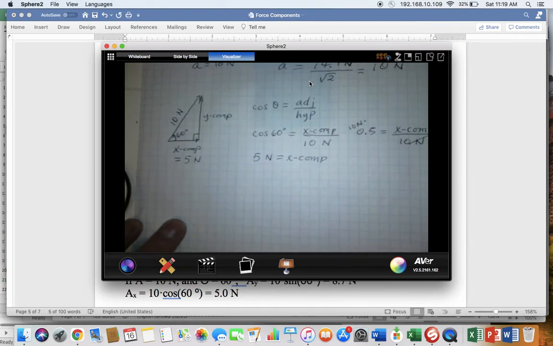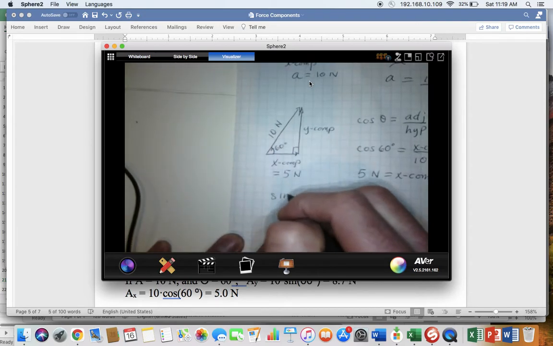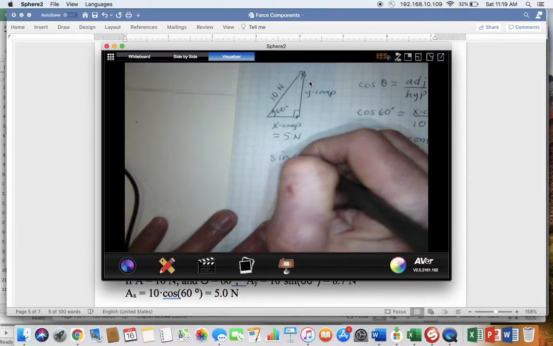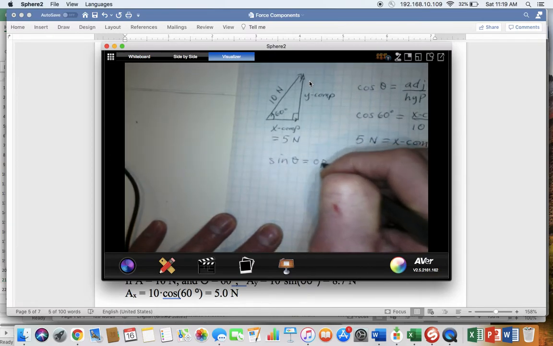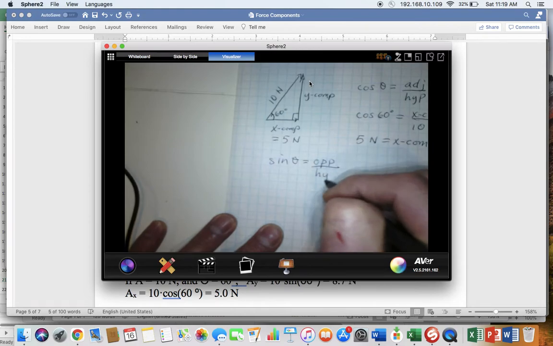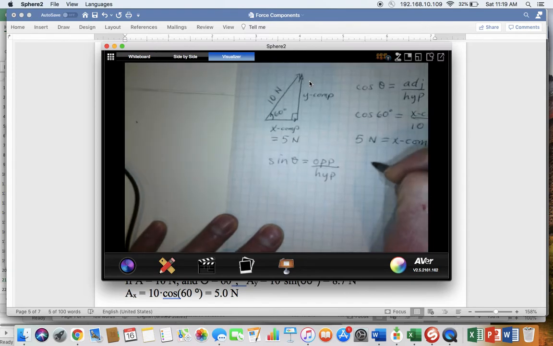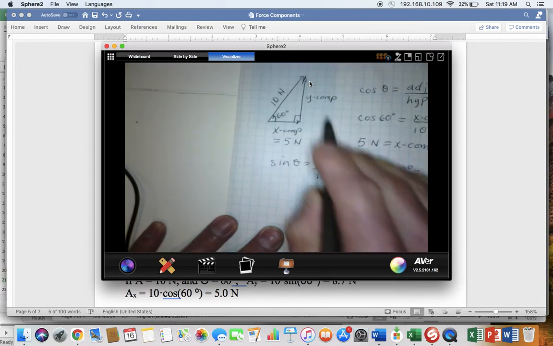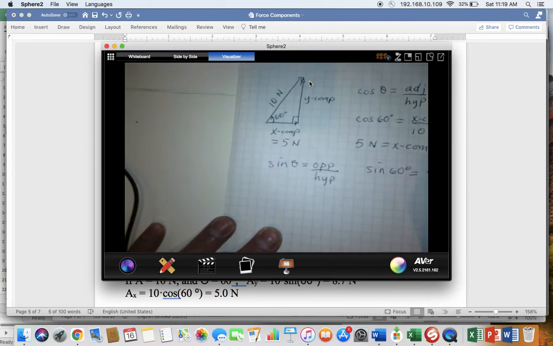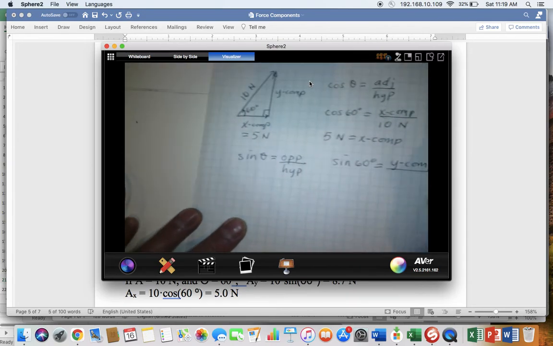Okay, so now let's find the y component. Well, we have another trigonometric function, sine theta, and that's equal to the side opposite the angle divided by the hypotenuse. Now, in this case, it's 60 degrees, so we'll put in specifically 60 degrees. The opposite side happens to be the y component, and the hypotenuse is 10 newtons.